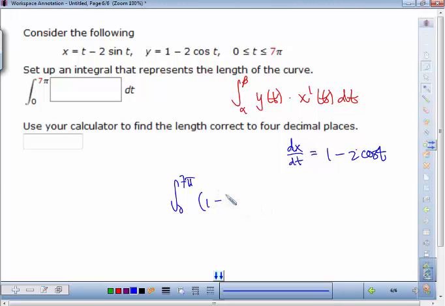Oh, are you simplifying already? 1 minus 2 cosine t. This is your y. And then your x prime is 1 minus 2 cosine t dt. Yeah, 1 minus 2 cosine t squared. I suppose if you were to do this by hand, you would FOIL it and then take the antiderivative one by one and put in the values.